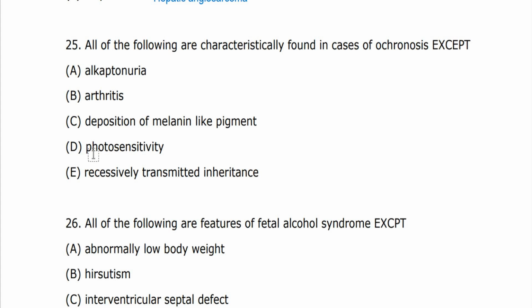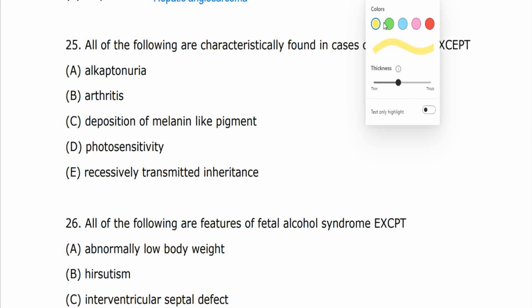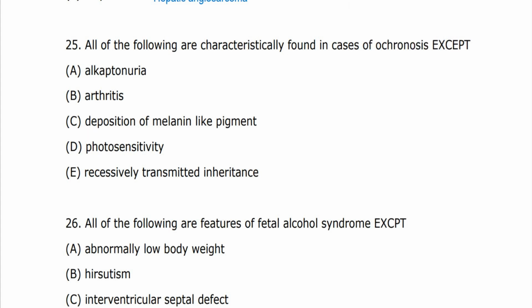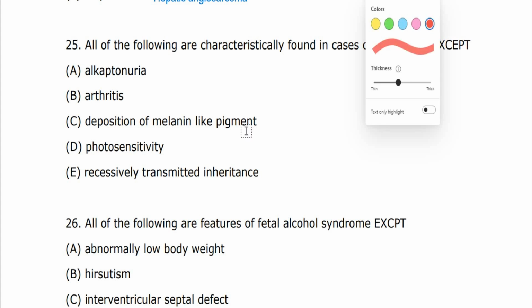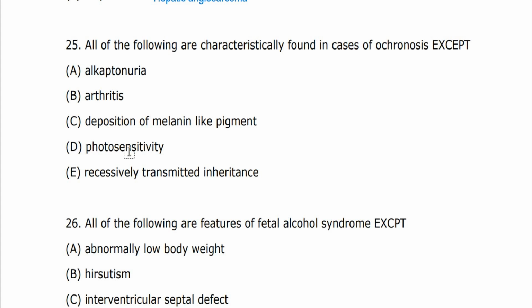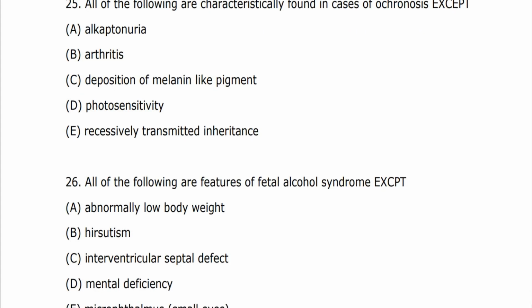Photosensitivity, so I'll highlight that. Then we'll move on. Okay, so I think I will draw it if it's not highlighting. Yeah, exactly. That's our answer.